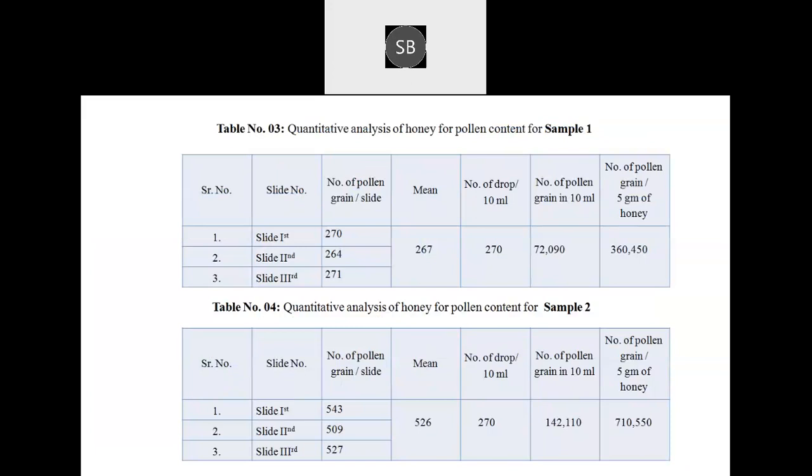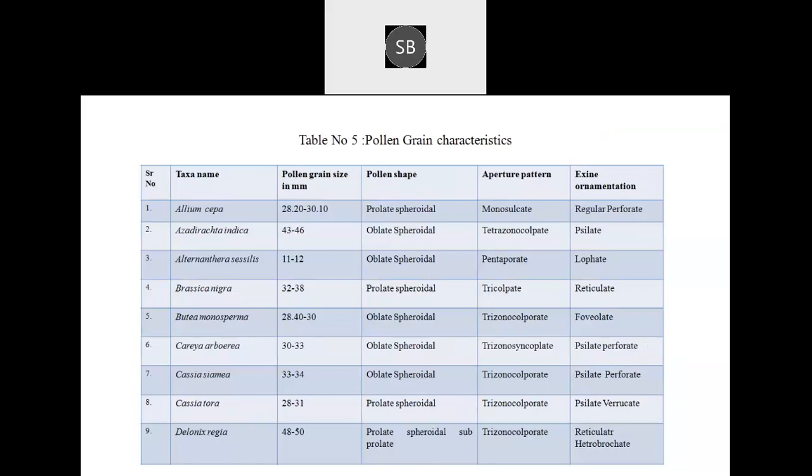Okay, this is the quantitative analysis of honey pollen content, which suggests how much pollen could be present in honey samples. In sample number 1, 360,450 pollens were present in 5 gram of honey sample. And in table 2, it was found to be 710,550.